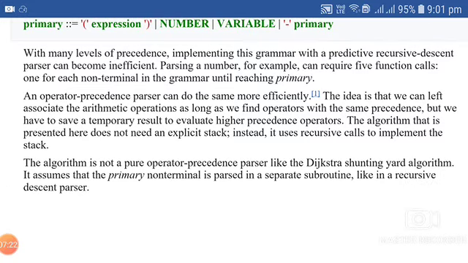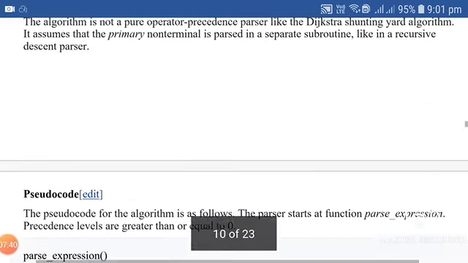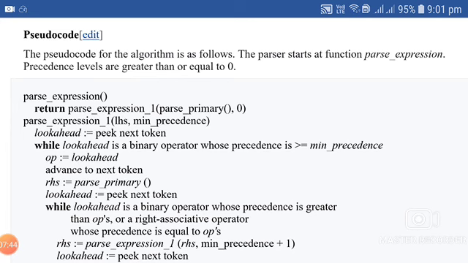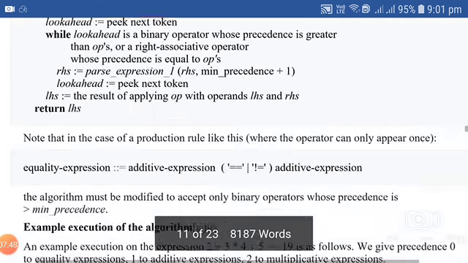The idea is that we can left associate the arithmetic operators as long as we find operators with the same precedence. But we have to save a temporary result to evaluate higher precedence relations. The algorithm presented here does not need an explicit stack. So the pseudocode is given here. If you look at the diagram, you can find the pseudocode for that.